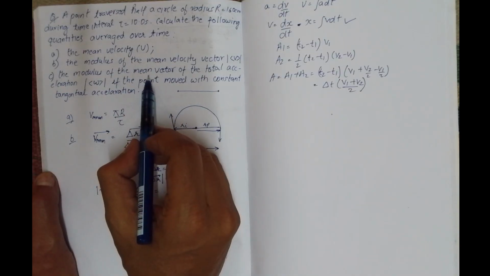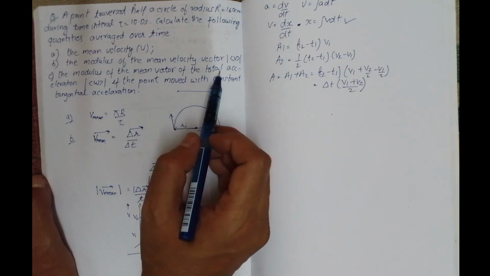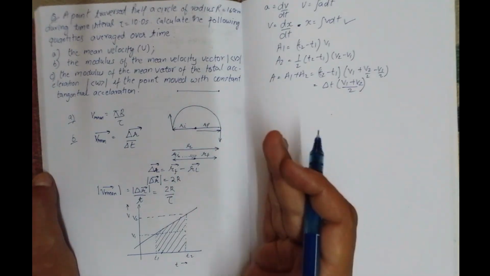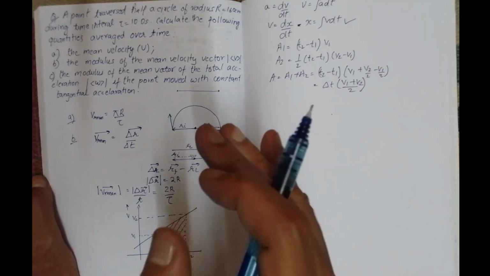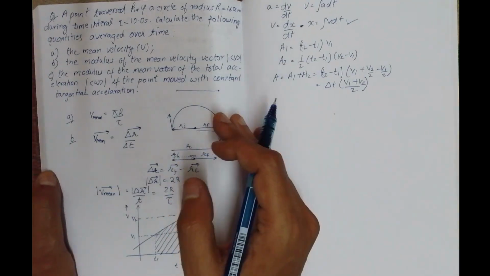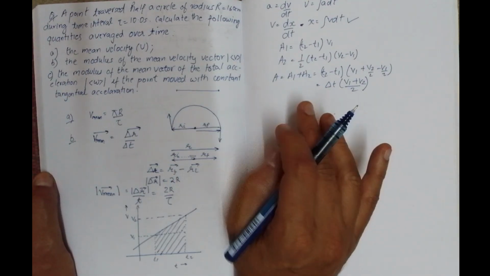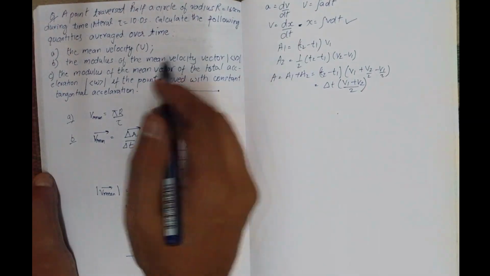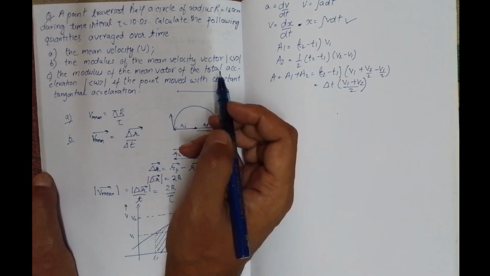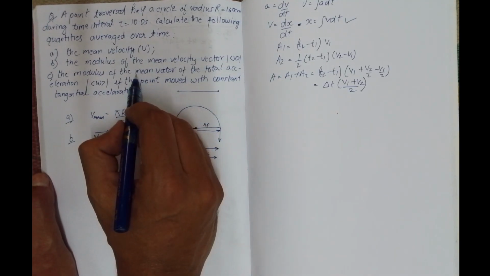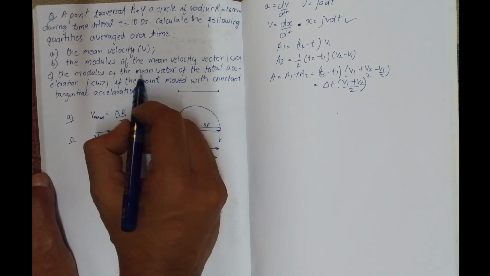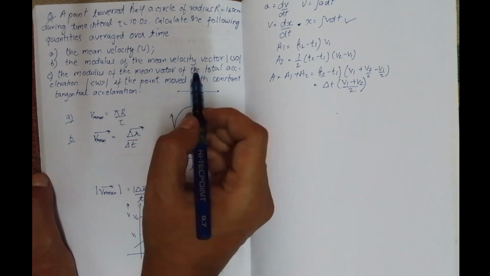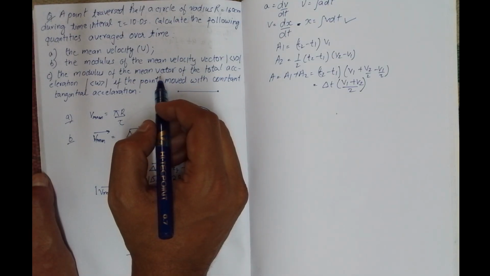Now what we have to find out here is the mean vector of the total acceleration. When you say mean vector, there are two words in it: the mean and the vector. Whenever you say mean, it automatically means you have to find final minus initial, and the word vector means final vector minus initial vector. So mean means final minus initial divided by time, and vector means final vector minus initial vector, right?